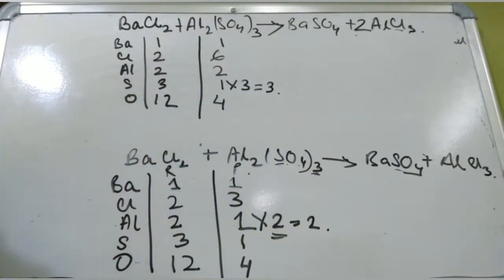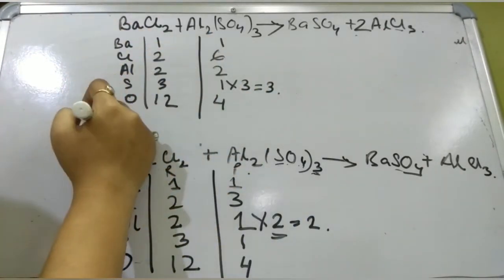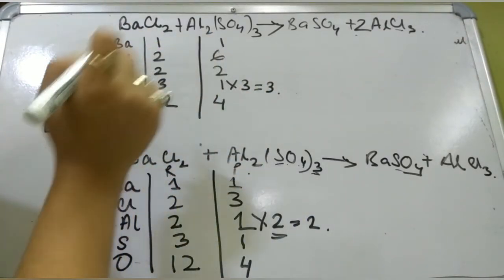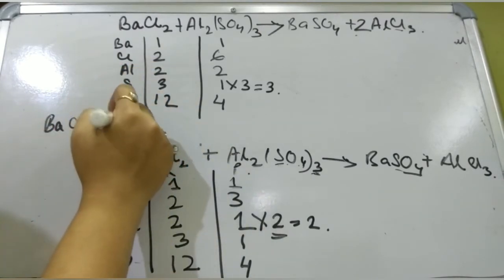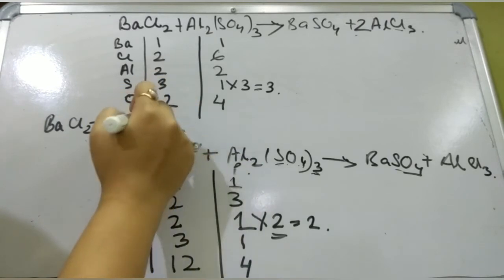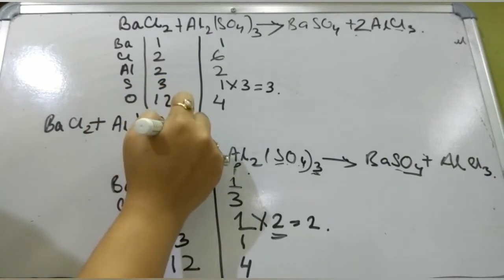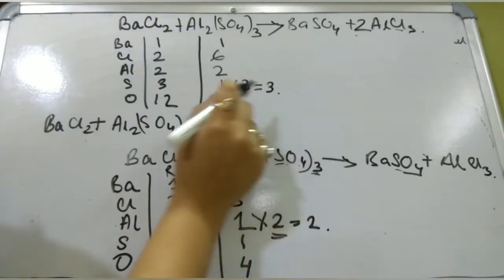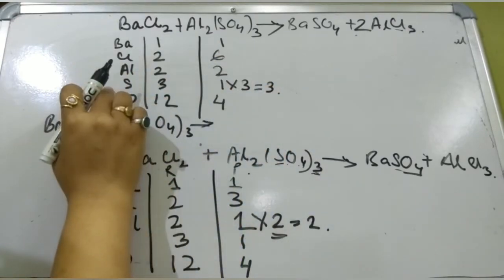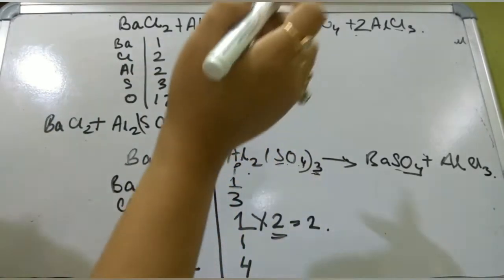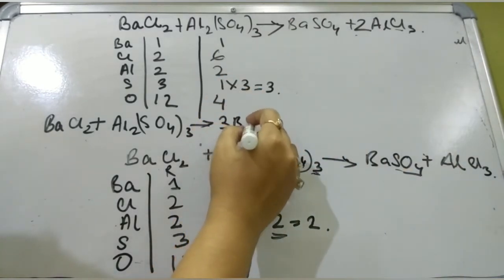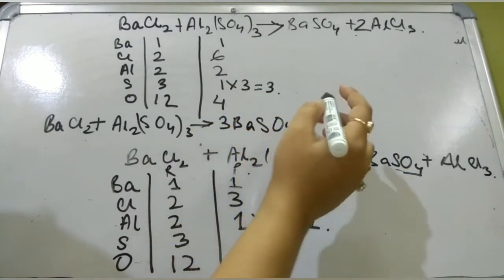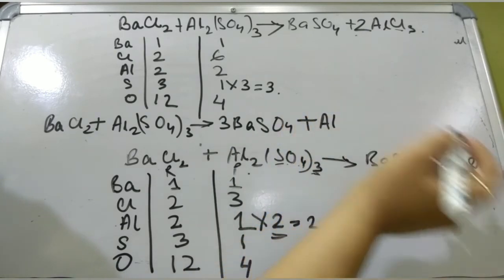If I am multiplying the sulfur in the product with 3, then let's see what the new balanced equation is. That is BaCl2 plus Al2(SO4)3. It will give us, now since BaSO4 has sulfur and I have multiplied one sulfur with 3, let's write here 3BaSO4 plus 2AlCl3.